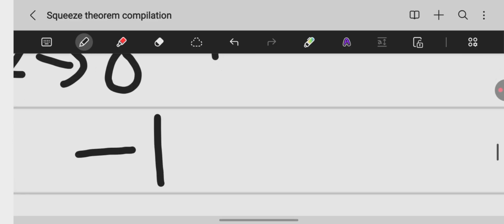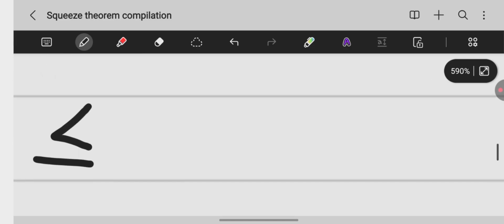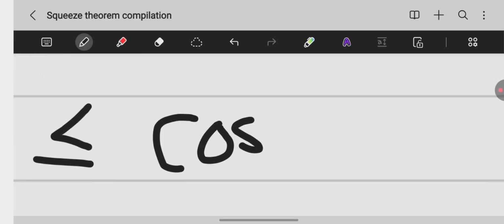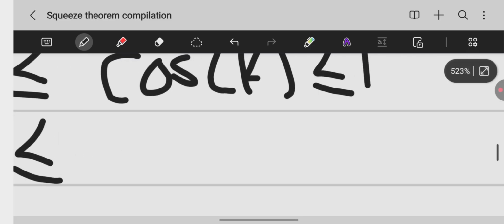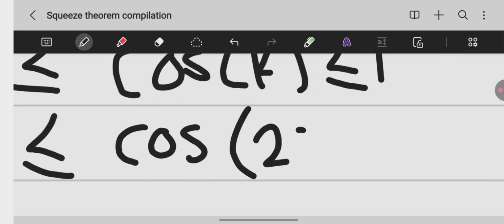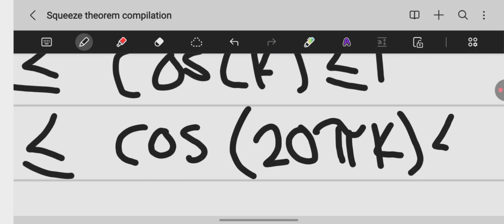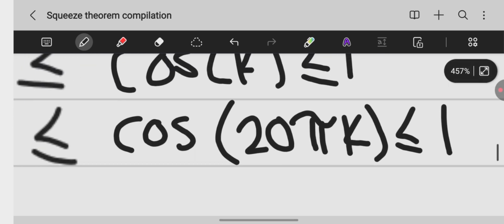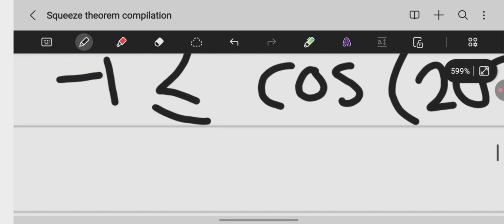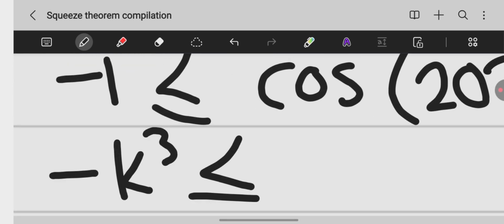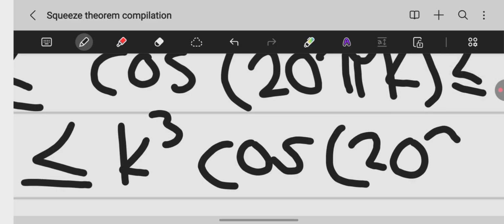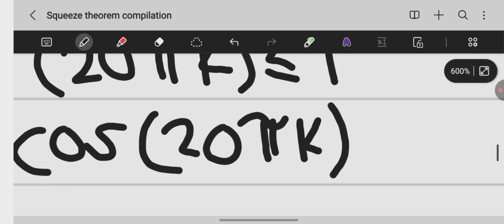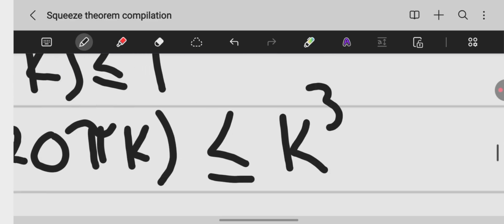So you have negative 1, then you have your cosine k, 1. This is the same as cosine 20 pi k. Remember, angle does not change anything. We're multiplying it to k cubed. That's negative k cubed cosine 20 pi k and the k cubed.